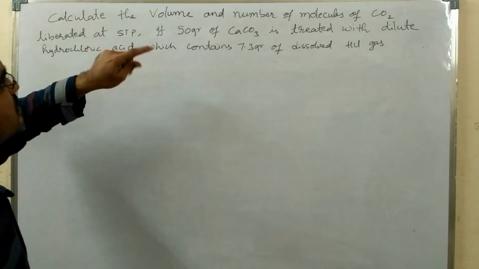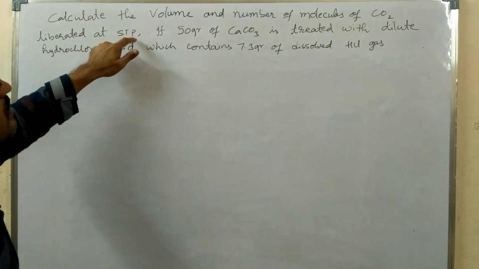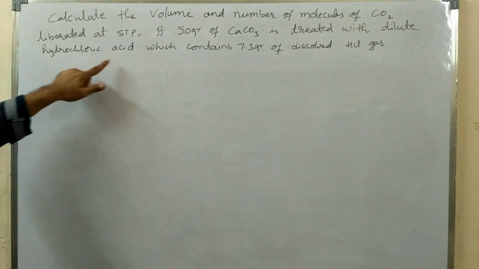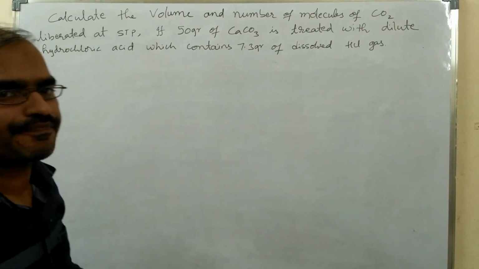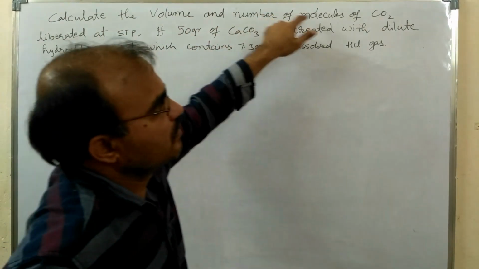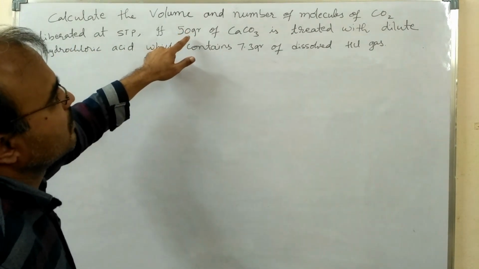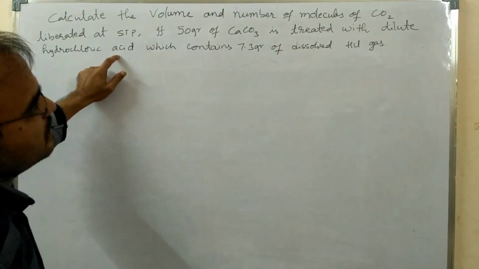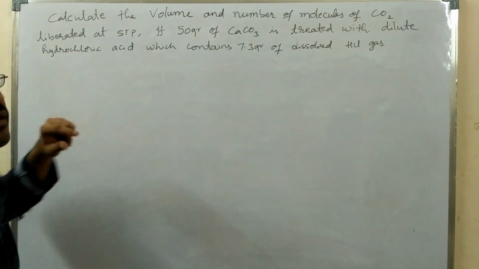Here the question says: calculate the volume and number of molecules of CO2 liberated at HTP if 50 grams of CaCO3 is treated with dilute hydrochloric acid which contains 7.3 grams of dissolved HCl gas. So what we have to calculate here is the volume and number of molecules of CO2 gas liberated, and the reaction is 50 grams of calcium carbonate treated with dilute hydrochloric acid which contains only 7.3 grams of dissolved HCl gas, right?